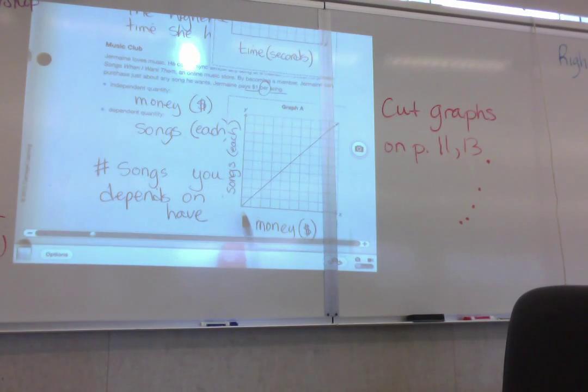Okay, so this says if you have $0, how many songs can you buy? If you have $10, how many songs can you buy? So this was looked at more from what could I buy if money's down here. If you flip it, it'd be like one song costs this much, two songs cost that much. You could look at it either way. Flip the page.